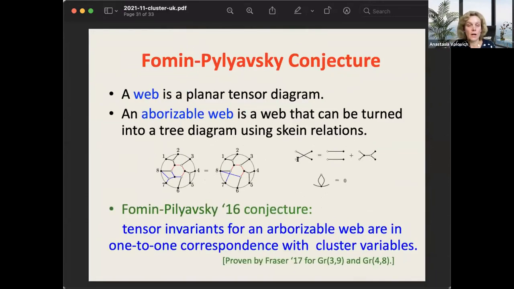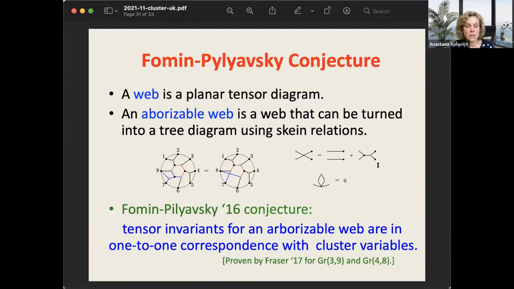I remind you that a planar tensor diagram is called a web, and an arborizable web is a web that can be turned into a tree diagram using skein relations. So here is an example of this in practice. Here is a diagram, and you can show that it is equivalent to this diagram via this set of relations.